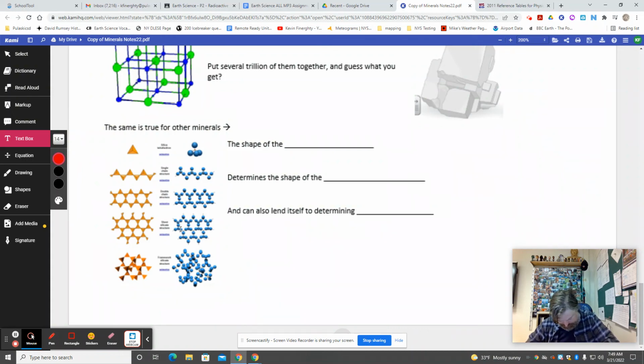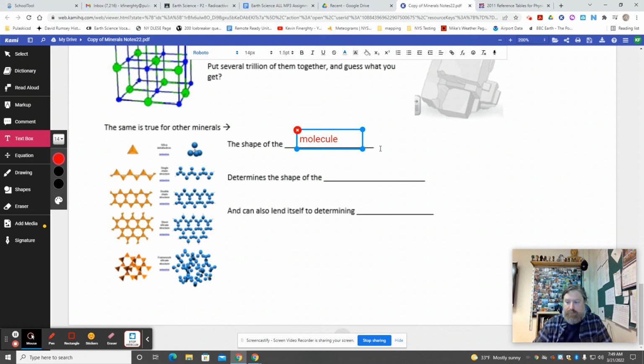You'll have this guy here. Look how thin it is. They're called sheet silicates. Their form of cleavage, and the way that the atoms like to hold on to each other, is out in sheets, and then you just get stacks of them. But those stacks aren't very well bonded. You can literally pull these right apart. Some are like tetrahedra, little pyramid shapes, all because of how the atoms are shaped. So the shape of the molecule that makes up that mineral determines the shape of the mineral, and can lend itself to determining cleavage.